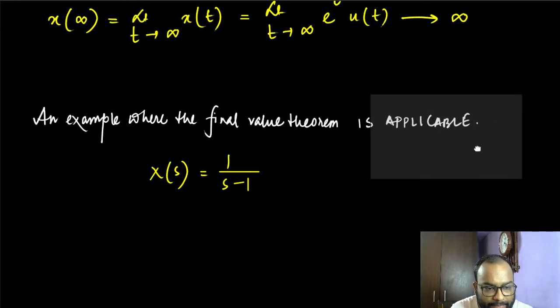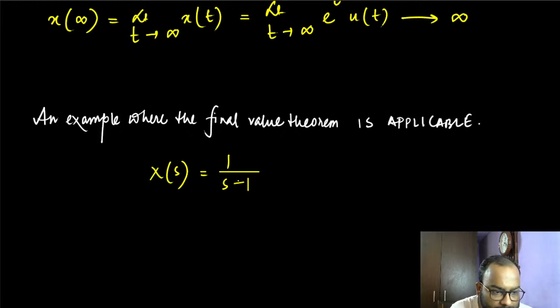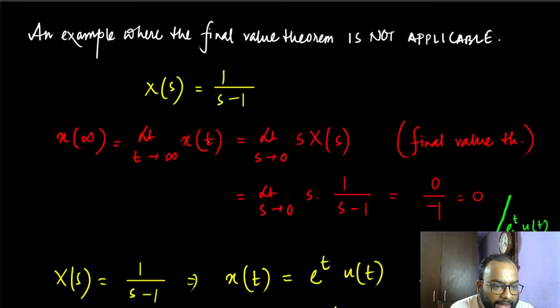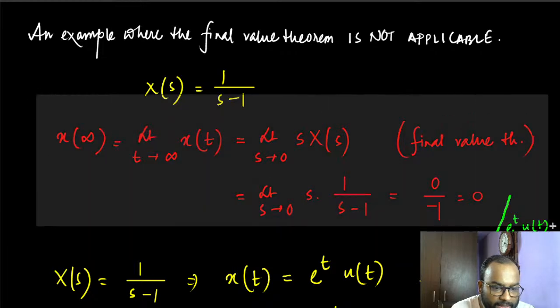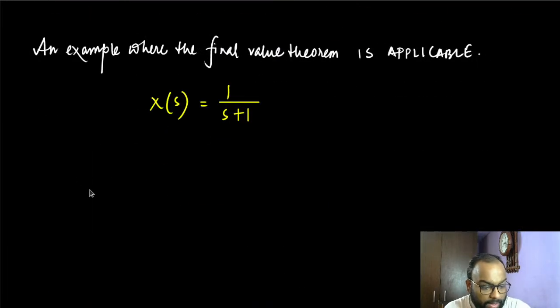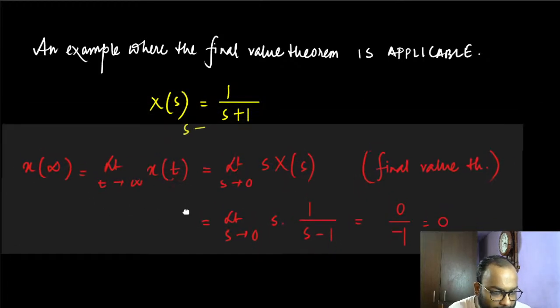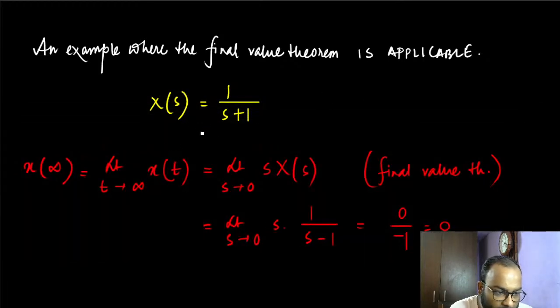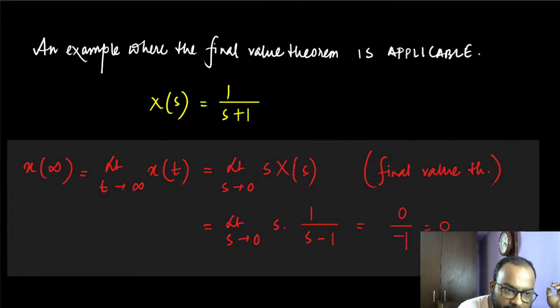I can just take this example and make it a plus. Okay, and now let's apply the final value theorem. Let's apply the whole thing here. Now you will see that this is now applicable in this particular example. This will be now applicable, and why is that so? We are going to learn shortly. So let me just make this green.